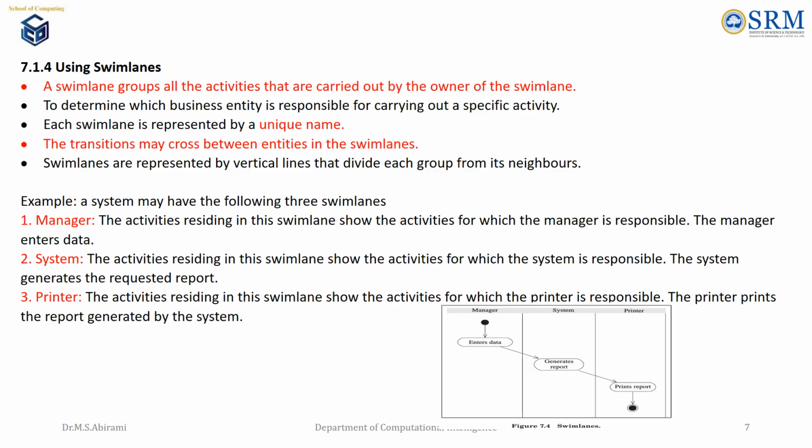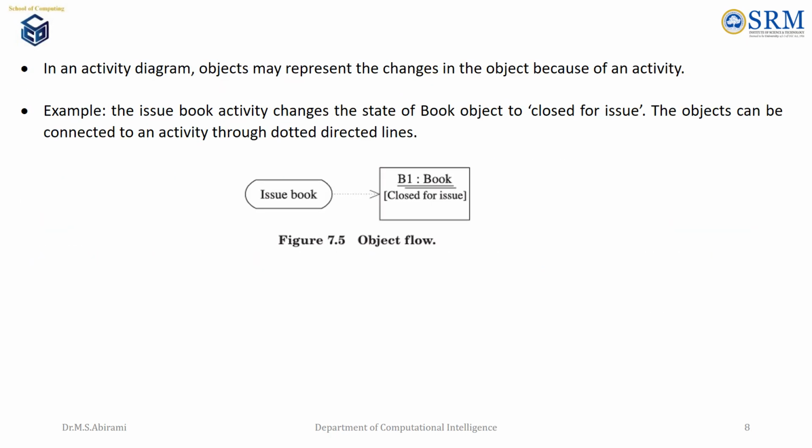And then the next one is the system swim lane. Here the system is responsible for that. The system generates a requested report. Similarly, for the third case, the printer is responsible, and the printer prints the reports generated by the system.